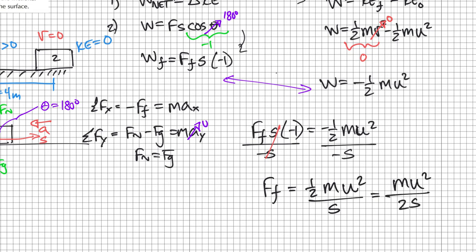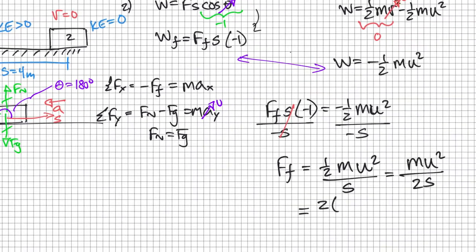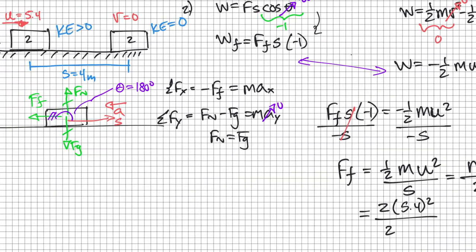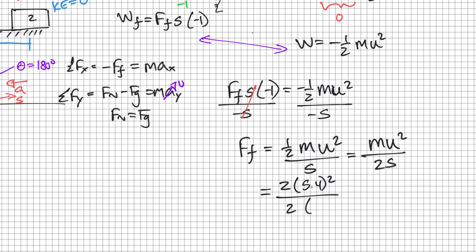Now I just have to plug in the values that I know. That's going to equal a mass of 2, my initial velocity of 5.4 squared, divided by 2 times my displacement, which again is 4. Plugging that into my calculator, I should get a value for my force of friction of 7.29, or 7.3 newtons.